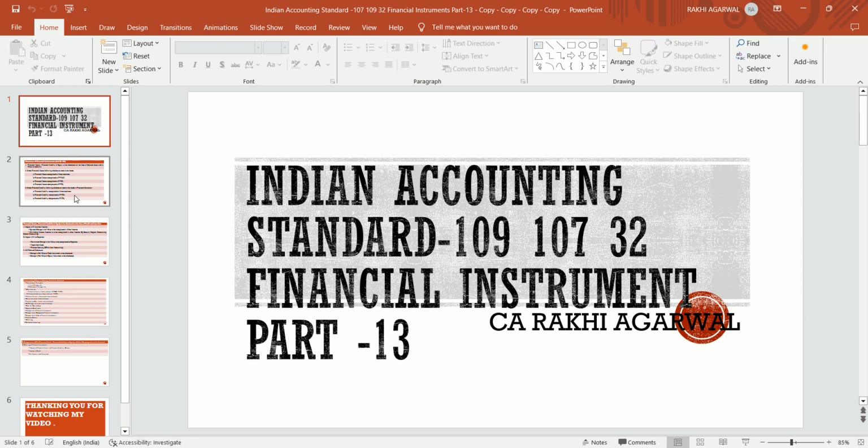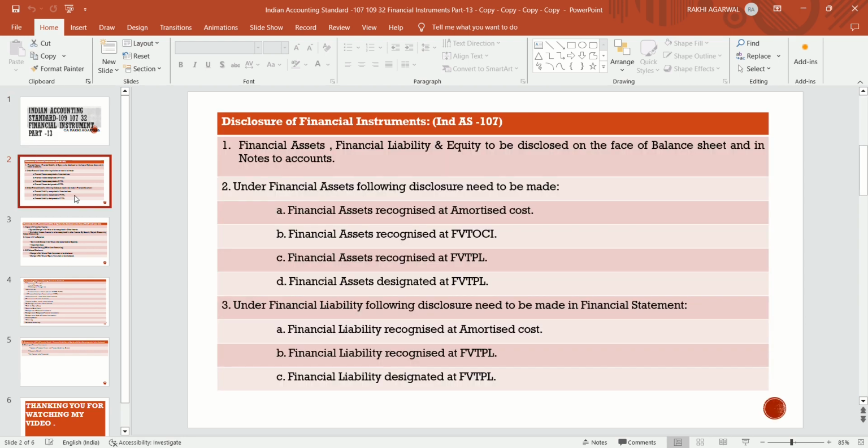Now we are discussing the disclosure of financial instrument, that is IND AS 107, which talks about how to disclose the financial asset, financial liability and equity to be disclosed on the face of balance sheet and in the notes to accounts.